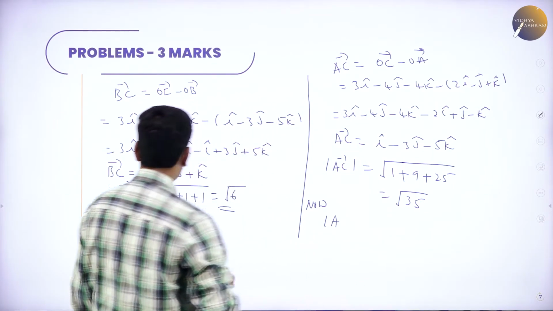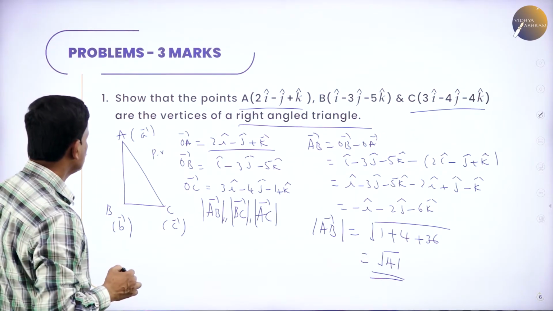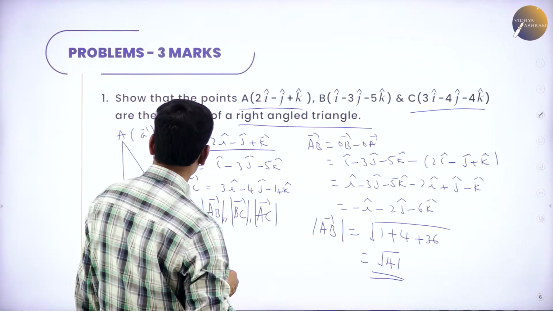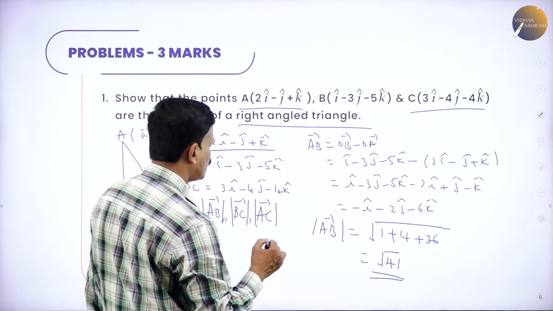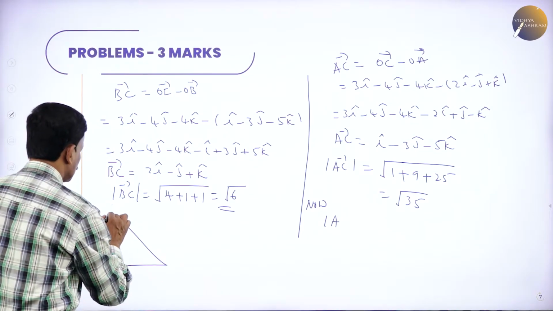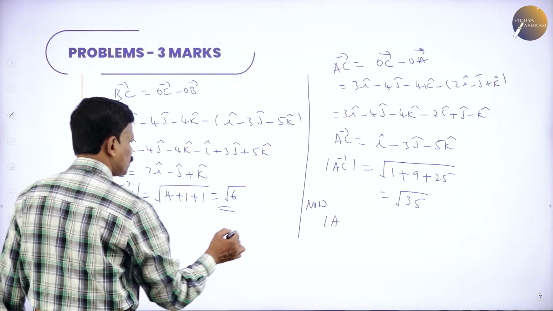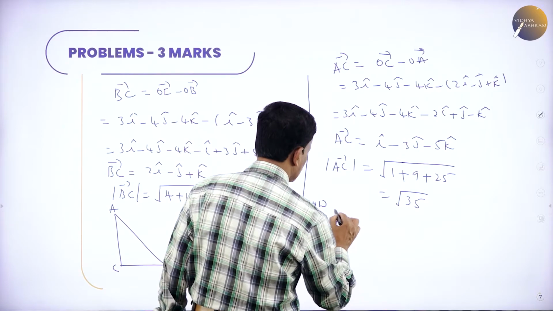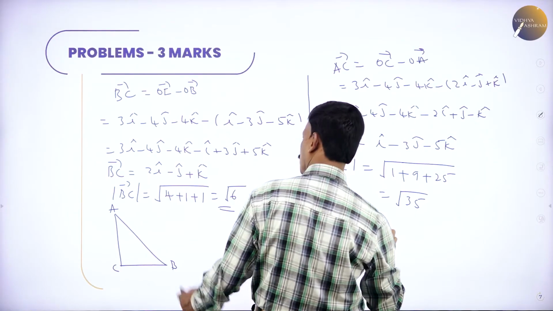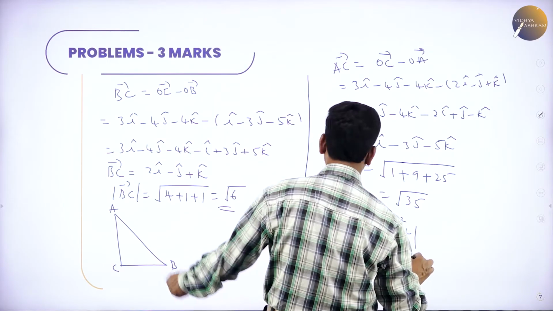What is this? Pythagoras theorem. So if we verify that AB square is equal to AC square plus BC square. If I write the diagram like this, this is A, B and C. Okay, so what is to prove? Length of AB square is equal to length of BC square plus length of AC square.